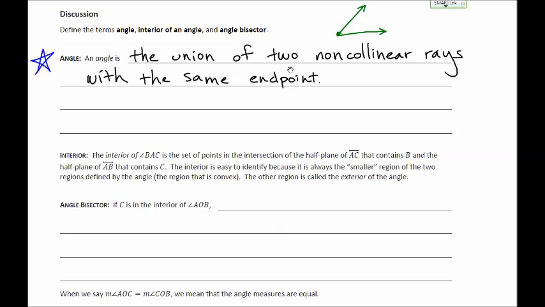The next word is interior, meaning the interior of an angle. The interior of angle BAC is the set of points in the intersection of the half plane of line AC that contains B and the half plane of line AB that contains point C. Now I think we need a picture for that. Here's an angle, and this is angle BAC.